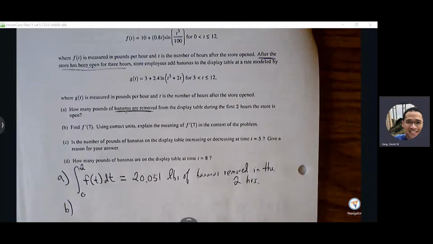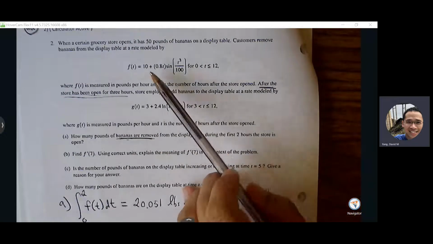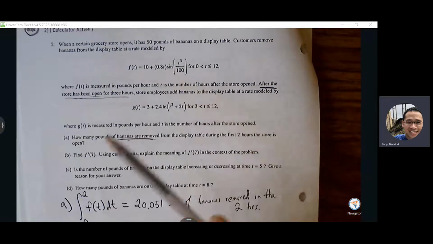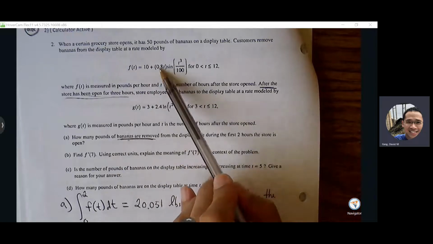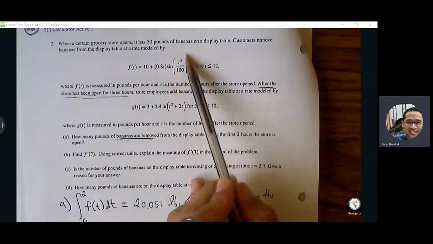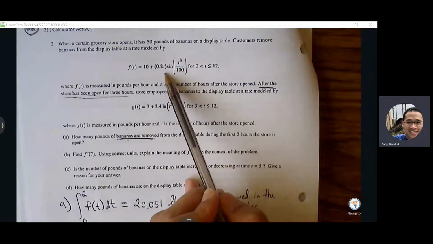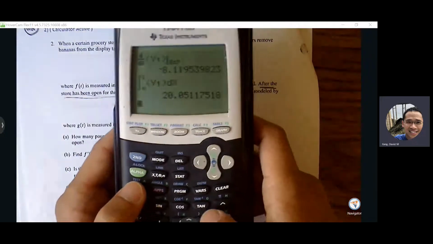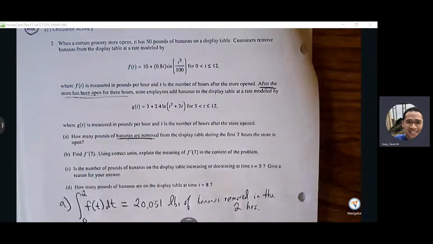Okay. Part B, find f prime of 7. So f is already a derivative. F prime of 7 would be the derivative of a derivative. So we can make the calculator do this for us as well. We have that math 8 feature, that n-deriv feature on your calculator. So if you do math 8, yes.